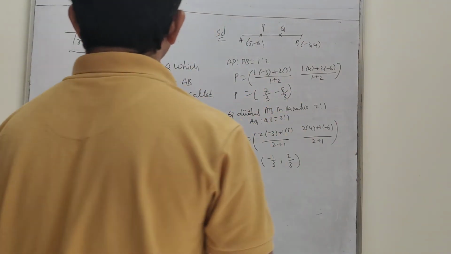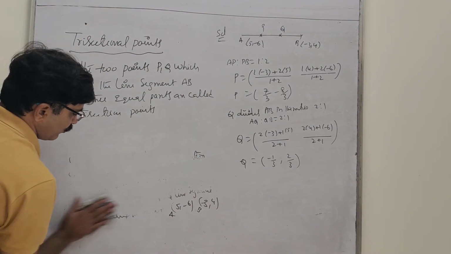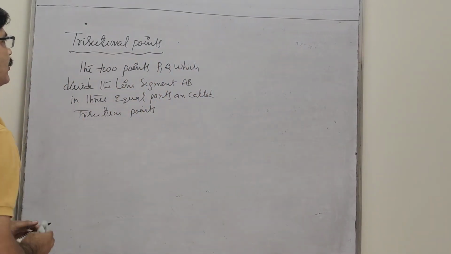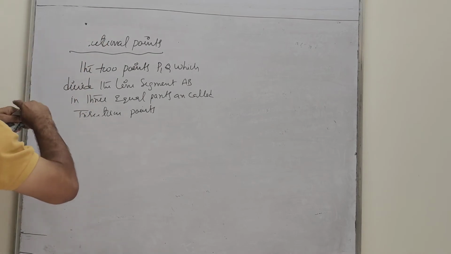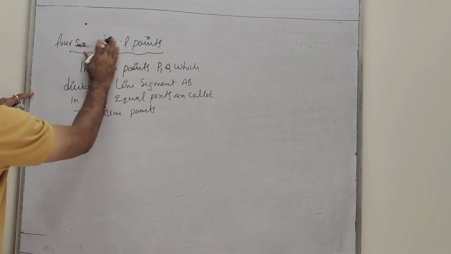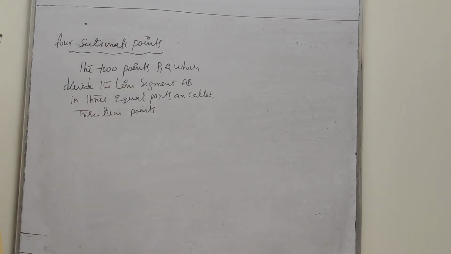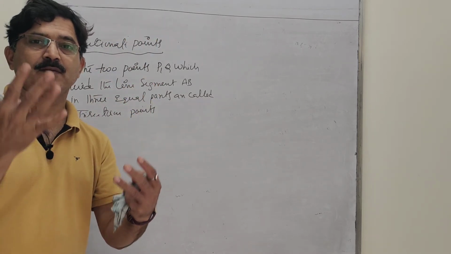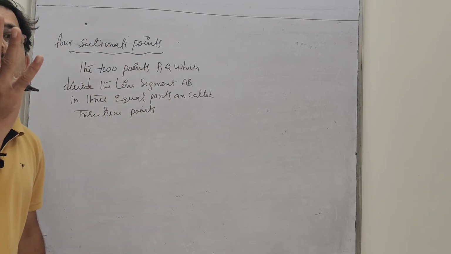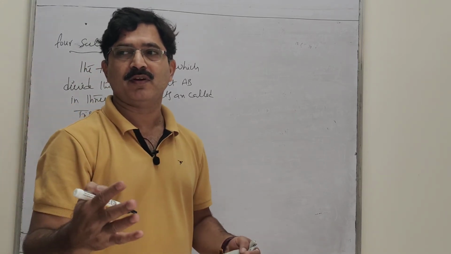Now, I discussed trisectional points. Now I would like to discuss four sectional points. What is meant by four sectional points? Very simple. Instead of tri, I'll write four sectional. Four sectional points means four sections. A line segment is divided into four sections. To divide into four sections, how many points are required? Three points are required.